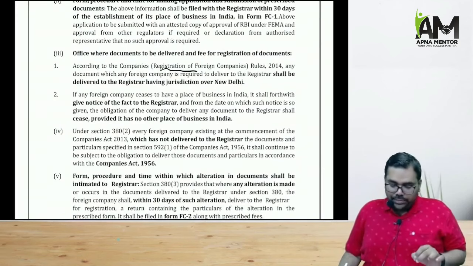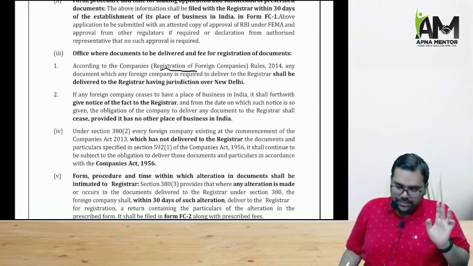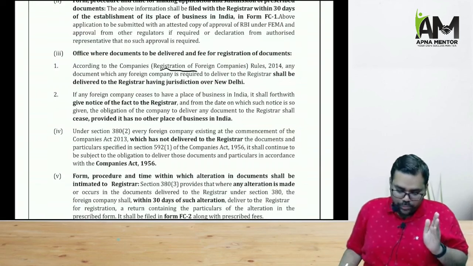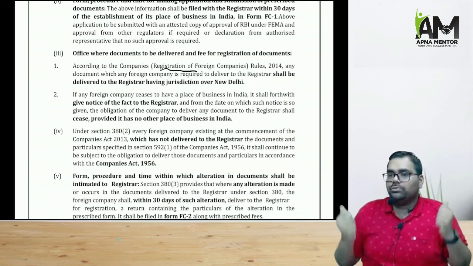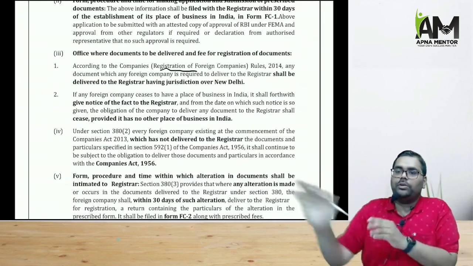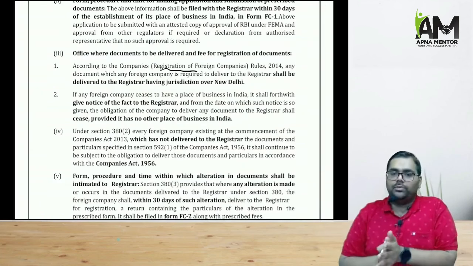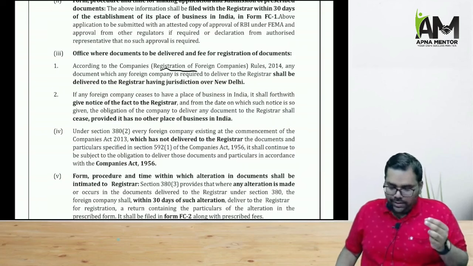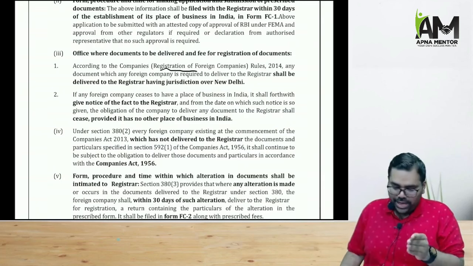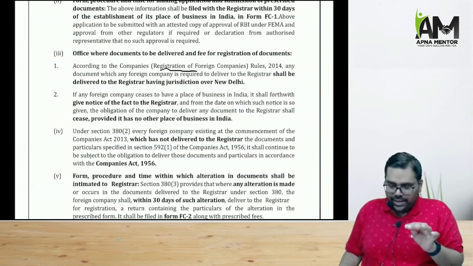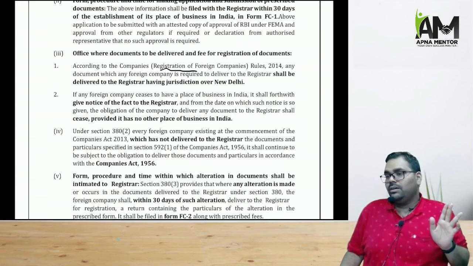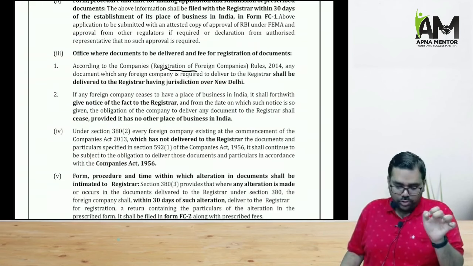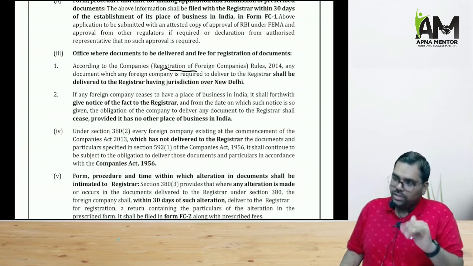If a foreign company ceases to have a place of business in India, जब आए थे तब भी ROC को बताना है, जब जा रहे हैं तब भी ROC को बताना है. When we came, we informed the ROC. When we are going, then also we are informing the ROC. If any foreign company ceases to have a place of business in India, it shall again give a notice of the fact to the registrar.